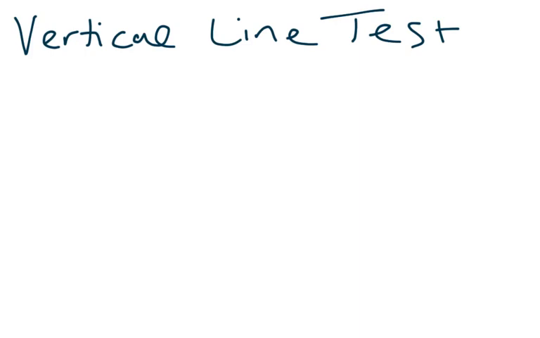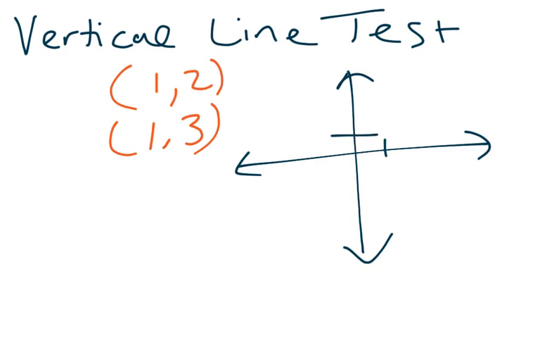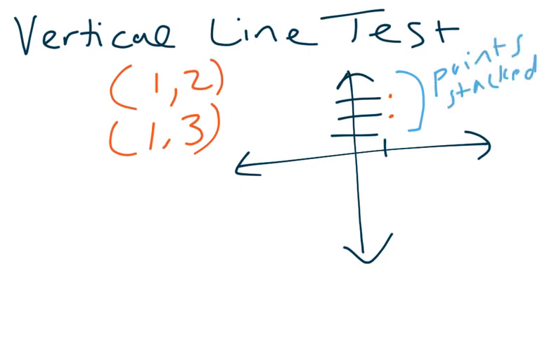If you had a collection of ordered pairs and you had the points (1, 2) and (1, 3), we know that this would not be a function because I have the same x going to 2 different y's. When I graph that, the way it looks is it would be the point (1, 2) and the point (1, 3). And notice that they graph as points that are stacked vertically.